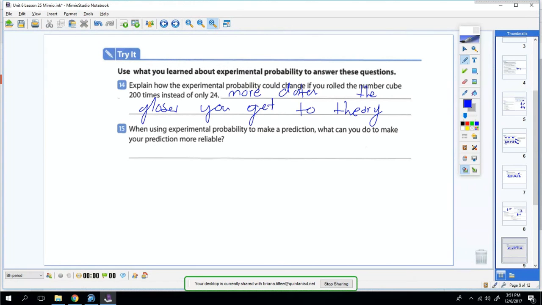When using experimental probability to make a prediction, what can you do to make your prediction more reliable? Well, again, have more data. The more times you do it, the better the prediction. So have more data, or more trials or experiments. All right, let's go on.